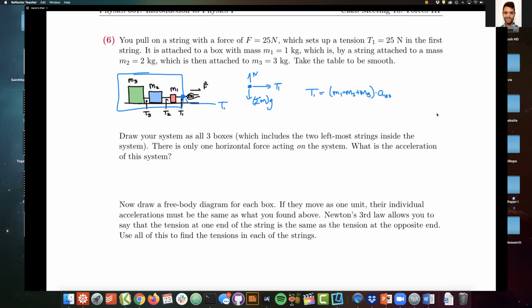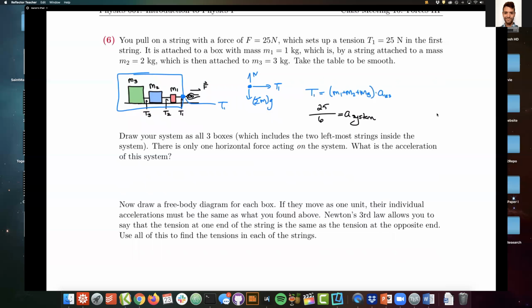Now the idea is if we look at each box individually, so I guess, do I need this number? So I guess it's 25 divided by 1, 2, 3. So I guess this is divided by 6. I should have made that a nicer number. Well, that's some number for A of the system.